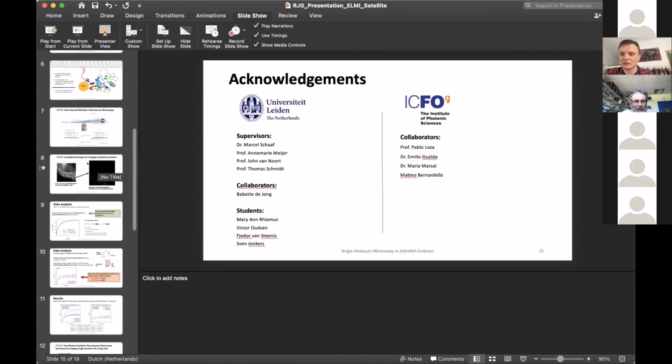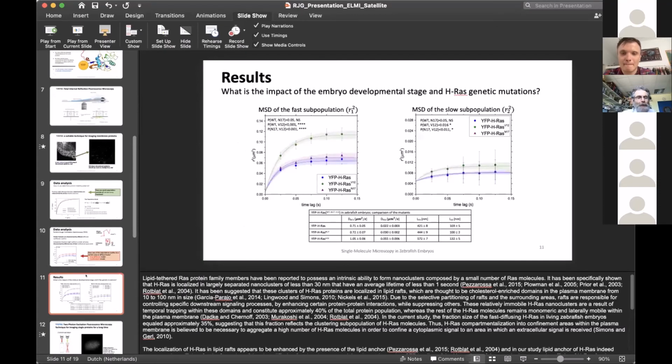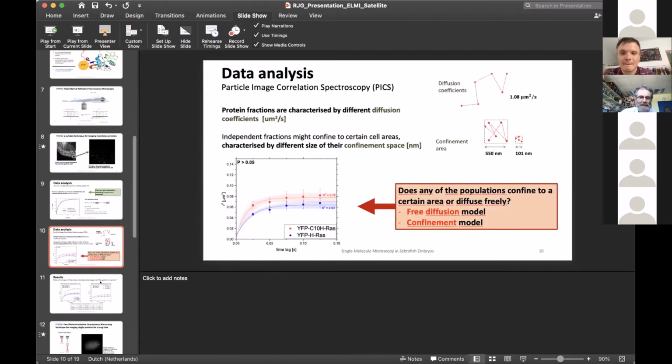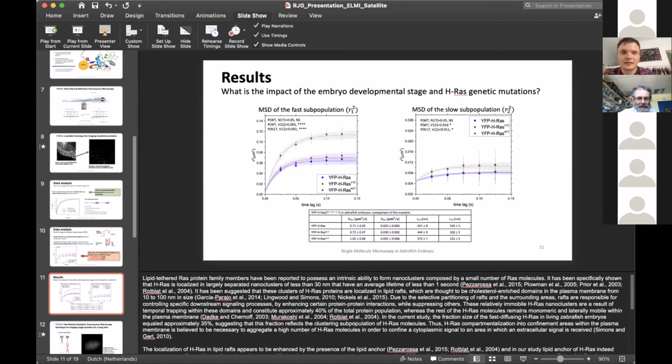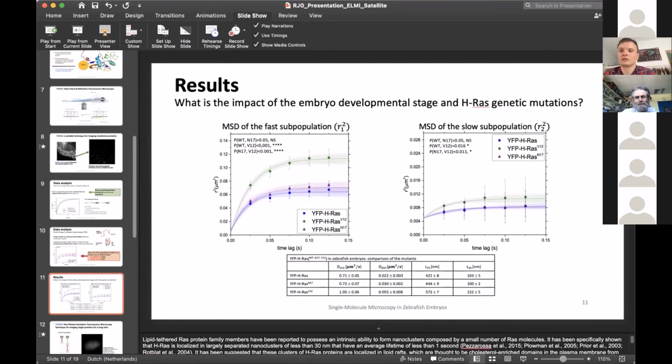Okay, you showed, or you hypothesize, that in fact the proteins do move within microdomains. But what is surprising is that, depending on the mutations that the molecule harbors, the microdomain doesn't have the same size. So how is it possible that the size of the domain would be influenced by the exact nature of the protein sequence of your RAS protein?